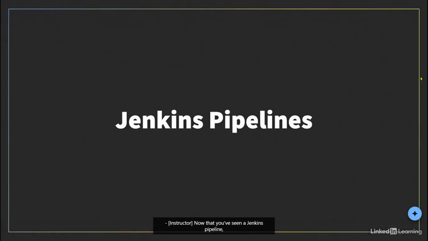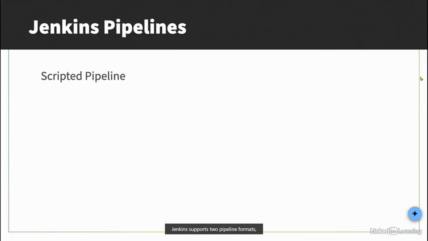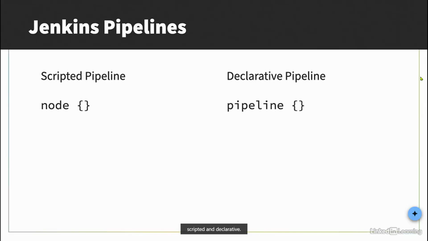Now that you've seen a Jenkins pipeline, let's go over the pipeline syntax and the parts of a pipeline, specifically stages and steps. Jenkins supports two pipeline formats, scripted and declarative. Scripted pipelines start with the word node. Declarative pipelines start with the word pipeline. Both are followed by curly braces that contain instructions for Jenkins to run.